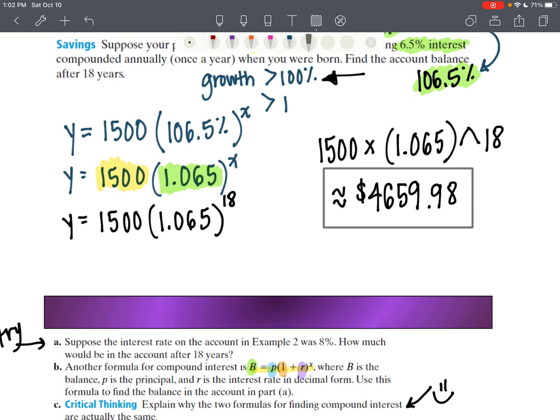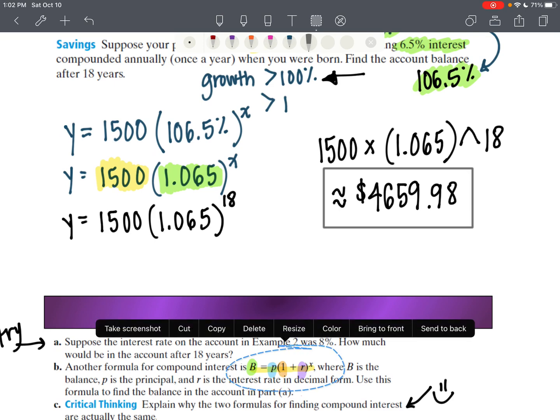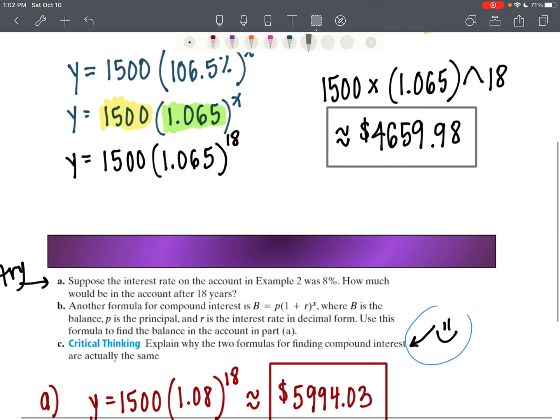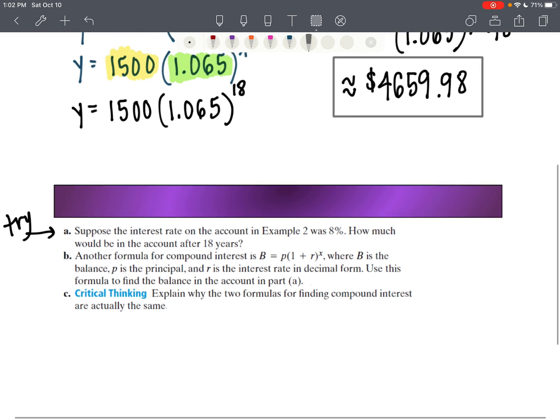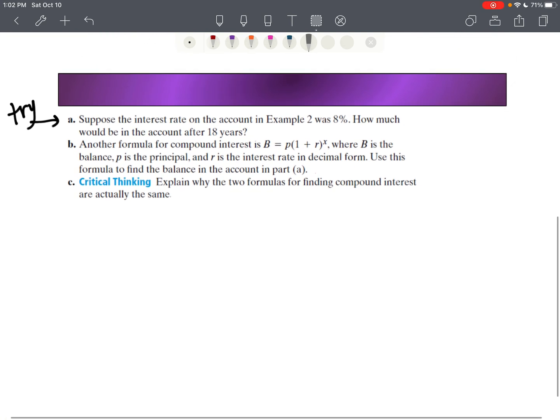Okay, so here's one for you to try. I'm going to try to delete my handwriting. Had a happy moment right there. Compound interest is a happy thing. You might have just seen the answer, but see if you can try this one. You could rewind it and see the answer, but let's see if you can get the answer. So suppose the interest rate on the account in example number 2 was 8%. How much would be in the account after 18 years?